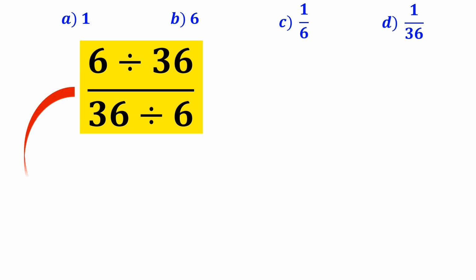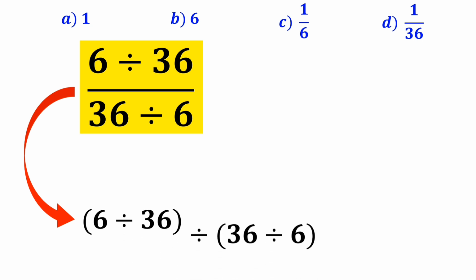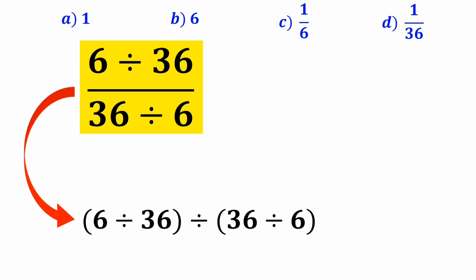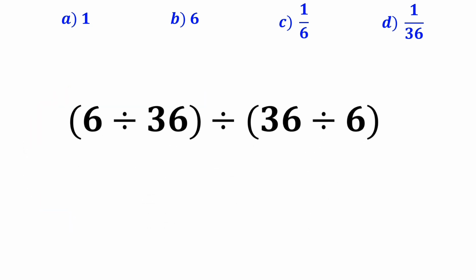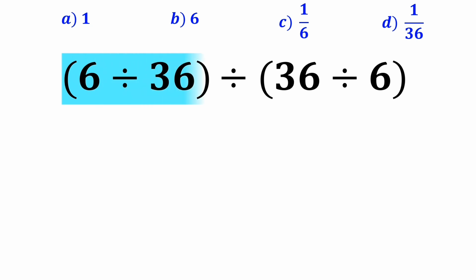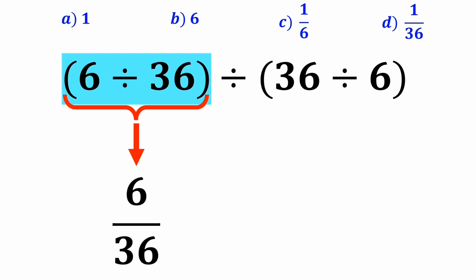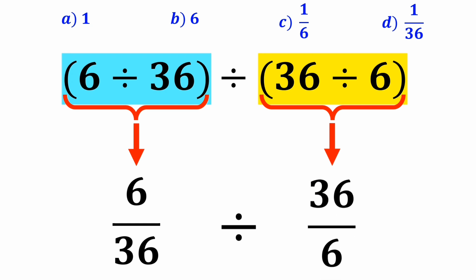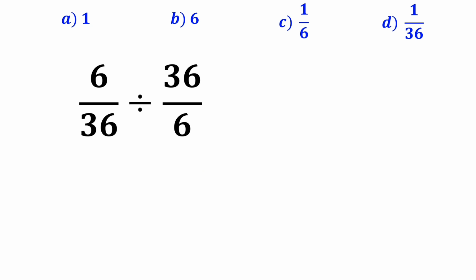First, we'll write this expression in the following form. 6 divided by 36, then divided by 36 divided by 6. Now, instead of the part that I have marked in blue, we write the fraction 6 over 36. And for the part that I've highlighted in yellow, we write 36 over 6. At this point, we need to simplify the entire expression.